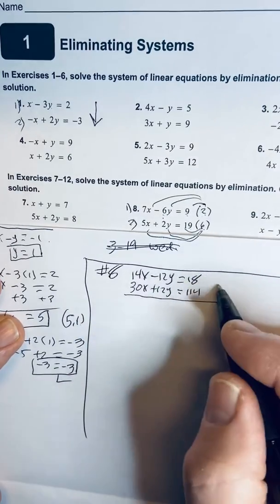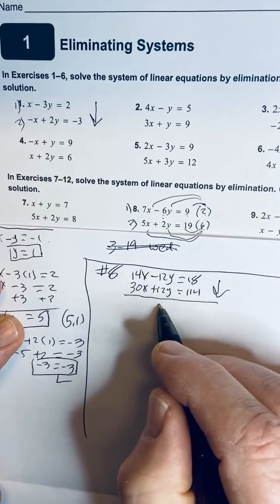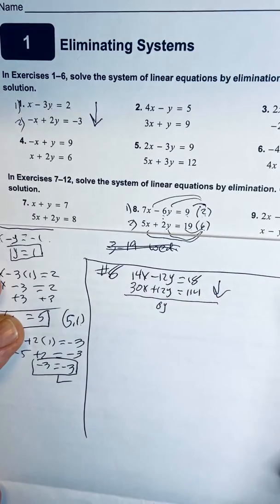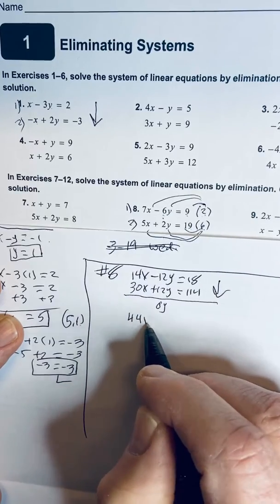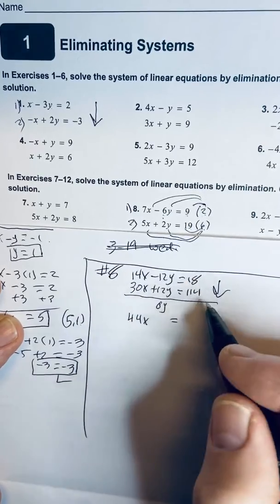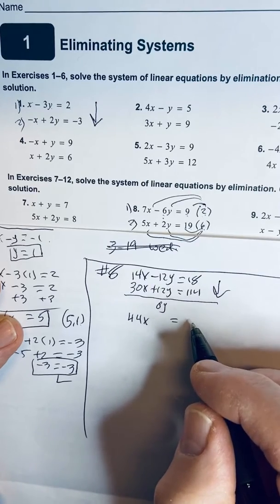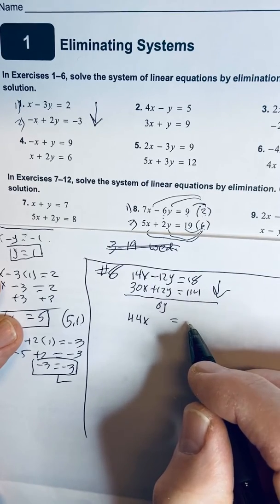Let's combine like terms vertically. The y's disappear to be 0y, so we don't worry about the y's anymore. So this is going to be 44x equals, and add these two together, and that's going to be 136.